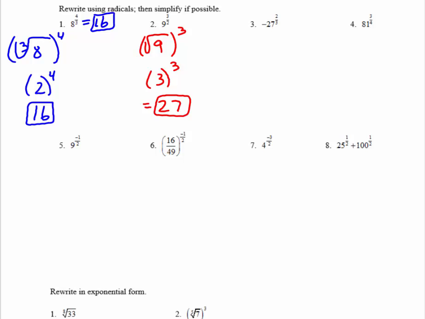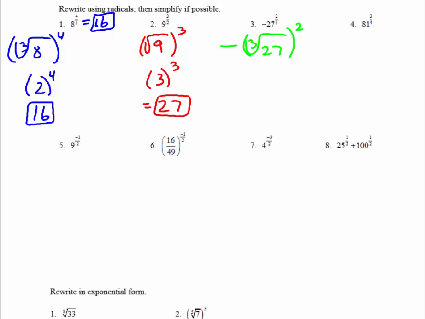Now be careful on the next problem. Number 3 has negative 27 raised to the 2/3. Does the negative go inside the radical or outside the radical? If it was in parentheses, then negative would be stuck with the 27, so it would go under the radical. But with the way it's written, that negative actually stays out in front. So the negative is outside the radical, then we get the cube root of 27, and only that is raised to the square power, not the negative. So my answer will definitely stay negative.